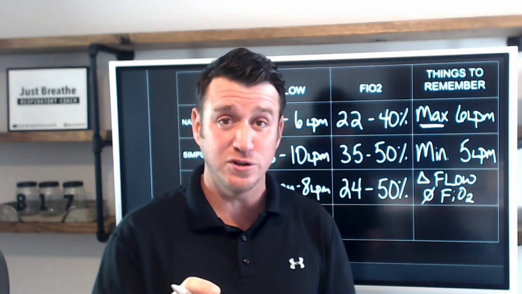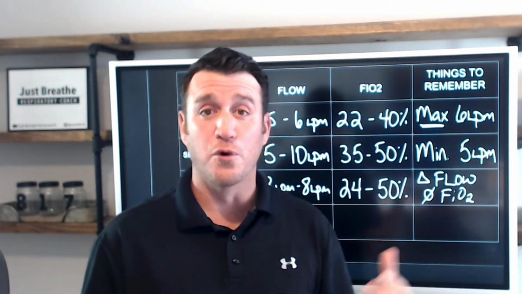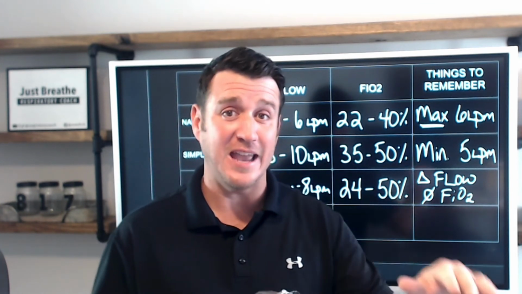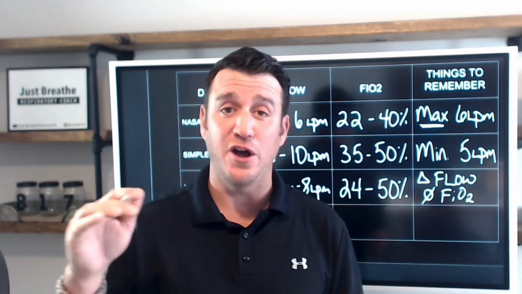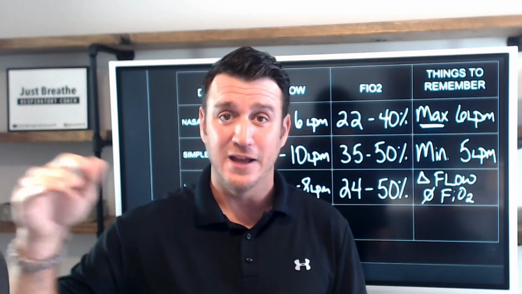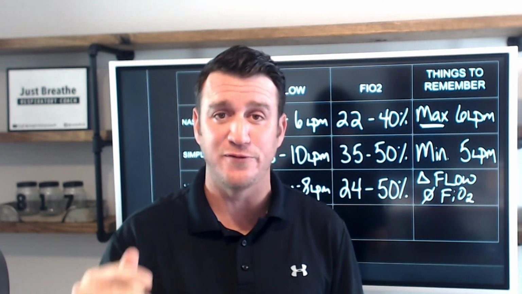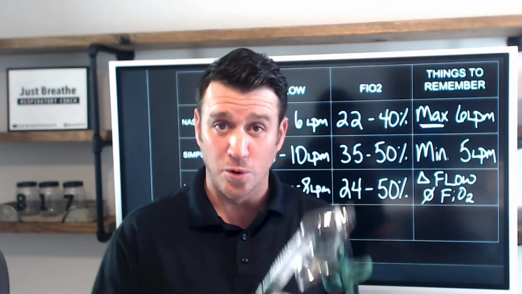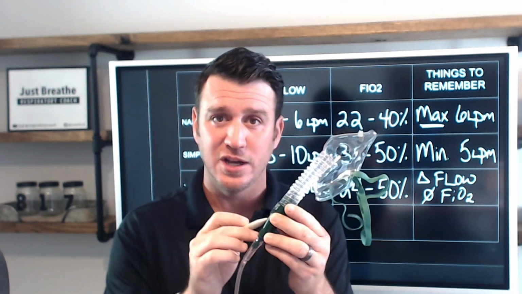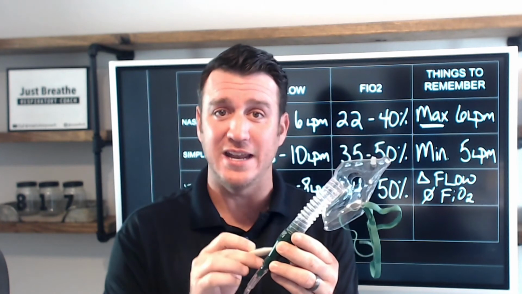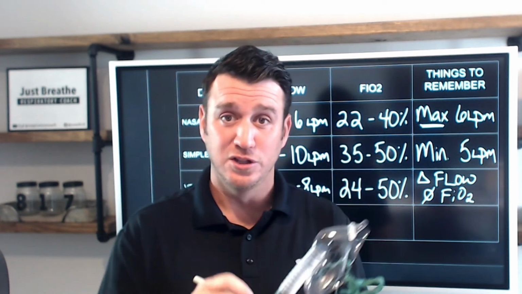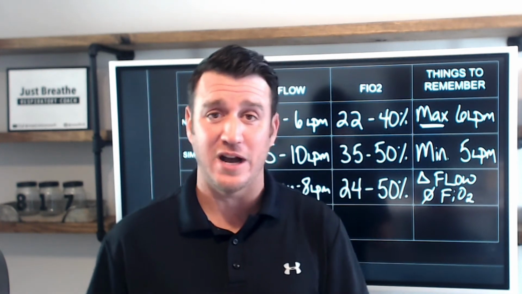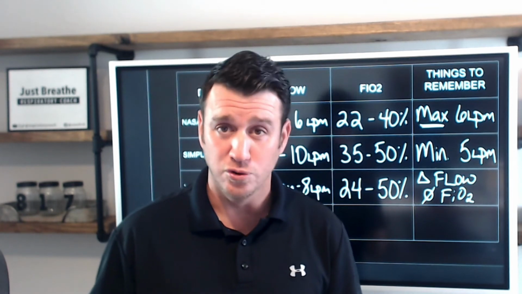So the FiO2, let's say they're on 40% oxygen and they're sitting at 85%. You turn that flow up from 5 to 8, the patient is still only receiving 40% oxygen. So we have to actually change the FiO2 setting on the device to actually increase the amount of oxygen that will be delivered to the patient.